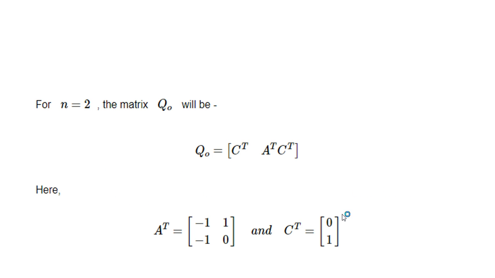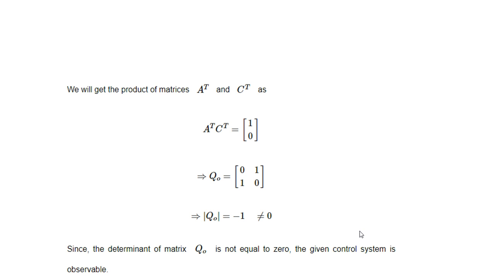Therefore, since the determinant of the matrix Q_O is not equal to 0, it is equal to minus 1, which means it is a non-zero value. So the given control system is observable. So in this way we can find out the controllability and observability of any control system.